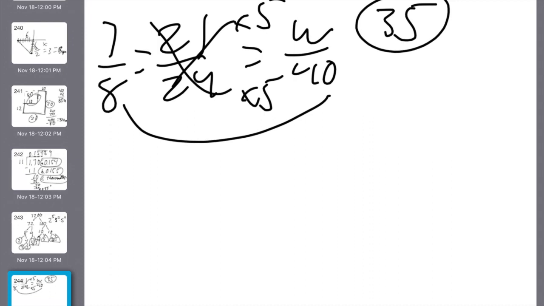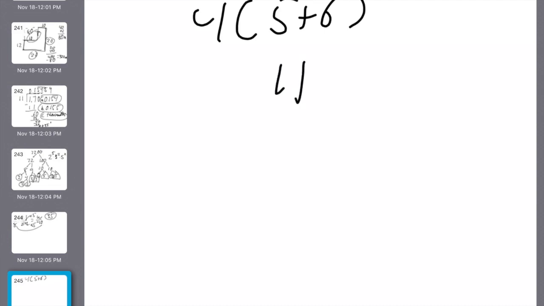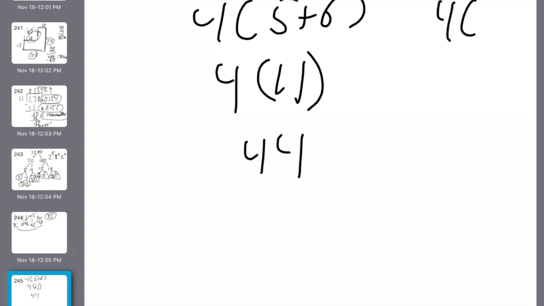Flip your answer key over. We're at number 20. 20 says, show 2 ways to simplify this expression. They gave me 4 and then 5 plus 6. You would have said, do the parentheses first. 11 times 4 is 44. That's way 1.